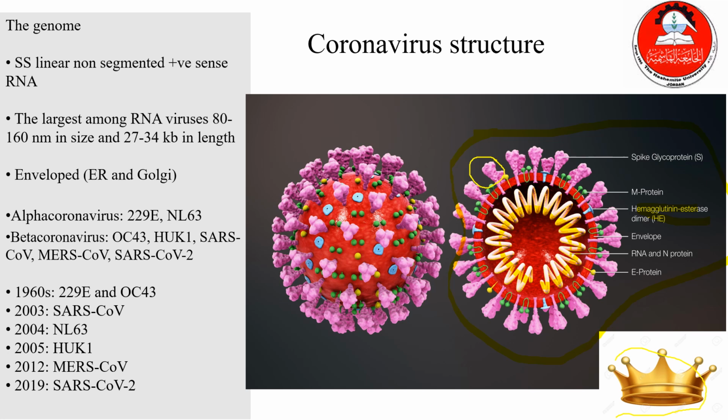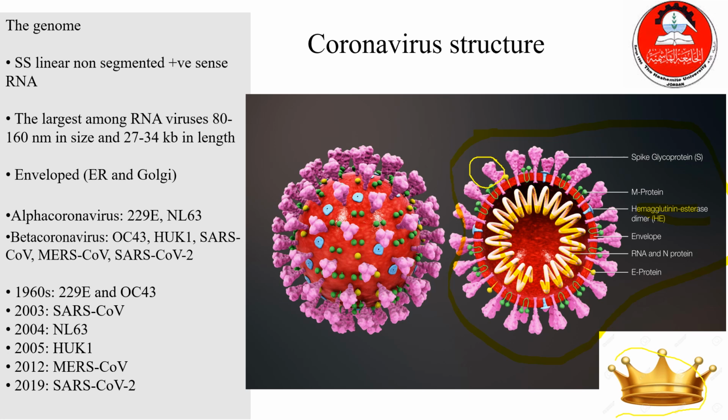The genome is a single-stranded, linear, non-segmented, positive sense RNA. It is considered one of the largest RNA viruses, at 80 to 160 nanometers in diameter, and it has a large genome which ranges in size from 27 kb to 34 kb in length. The envelope of the coronavirus is unique in that, while envelopes are usually acquired from the cellular membranes, in the coronavirus the envelope is acquired from the endoplasmic reticulum and Golgi during the replication of the virus inside the cell.